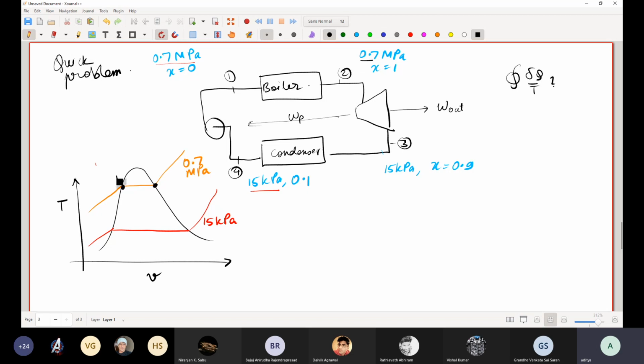So this is state 1. This is state 2. Then state 3 is 15 kilopascal x equal to 0.9. So maybe it is something like this. And state 4 is 15 kilopascal 0.1. So this is state 3 and this is state 4. And this is the entire process. Okay, is it clear? Yes, sir. All right.